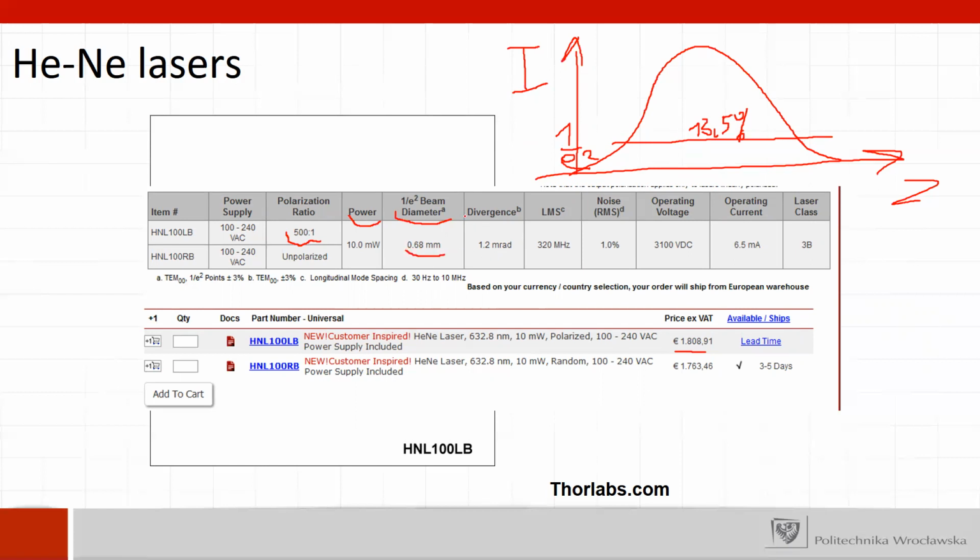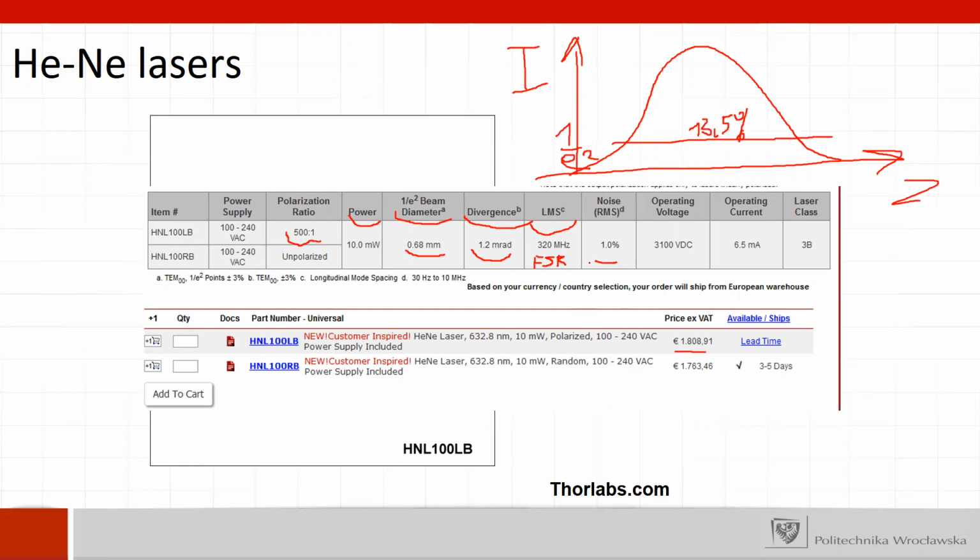The manufacturer also provides the divergence expressed in milliradians. 1.2 milliradians means that the beam will diverge by 1.2 millimeters over a propagation distance of 1 meter. LMS here means the longitudinal mode spacing, something that we call FSR. This is 320 megahertz. So you can guess that this laser will most likely generate more than one longitudinal mode, because the mode spacing is much smaller than the gain bandwidth.